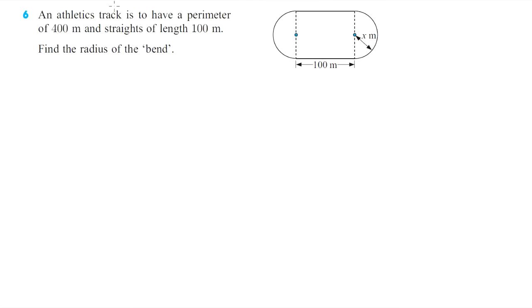An athletics track is to have a perimeter of 400 meters and straights of length 100 meters. Find the radius of the bend of the curvy part. If we know that the perimeter of this whole thing is 400 meters, and this is 100 and this is 100, then if we take the two bends and put them together to form a circle, since we've used 200 of the 400 on the straightaways, the perimeter of this circle is 400 minus 200, which is 200.